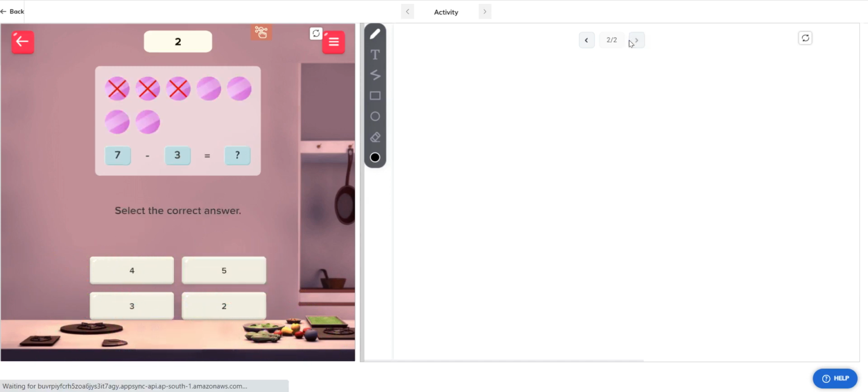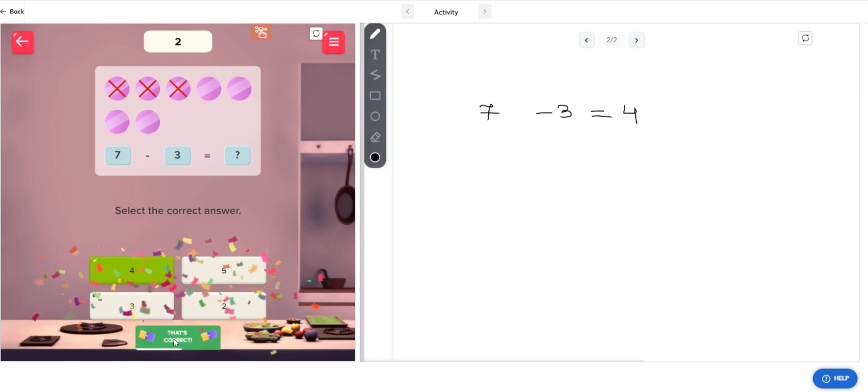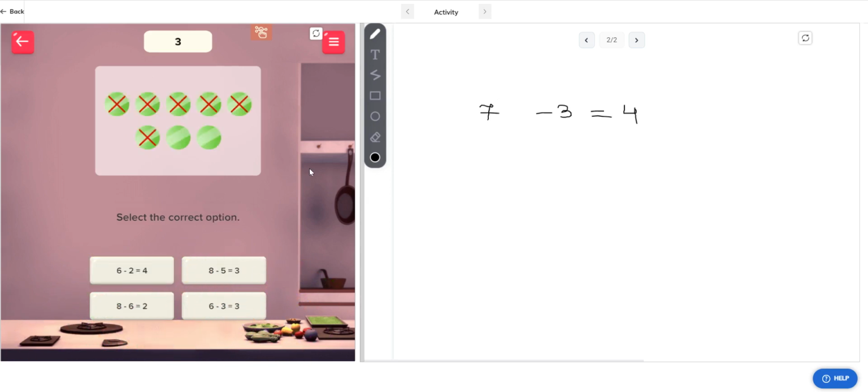Let's look at the second question. It says 1, 2, 3, 4, 5, 6 and 7, right? And 7 minus how many am I taking away? 1, 2, 3, correct? That leaves me with how many? Let's give it a count. 1, 2, 3 and 4. So 7 minus 3 equals 4. Awesome. Let's move to the next one.